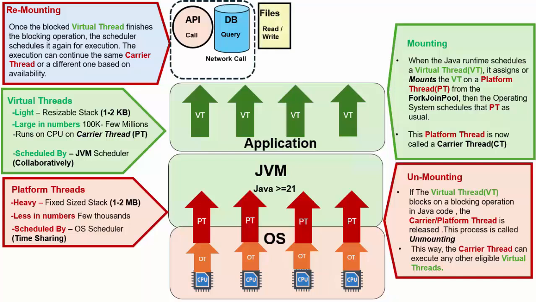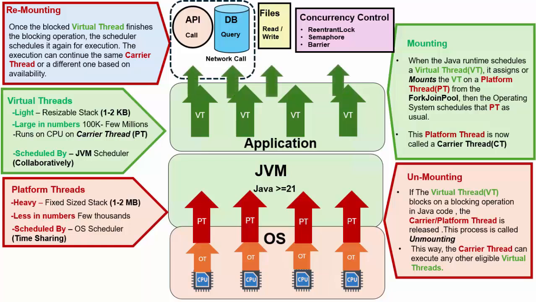Apart from these two, file read and write can also be blocking, and based on the implementation, usage of reentrant lock or semaphore or barrier, these different concurrency control related constructs can also block the virtual thread. So when we perform such operations using virtual threads, they could be blocking in nature and can result in the unmounting of the virtual thread from the carrier thread.